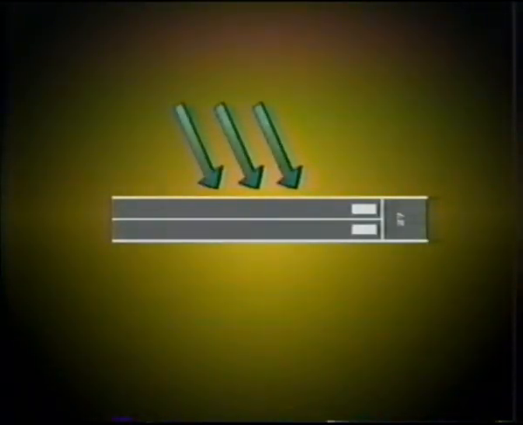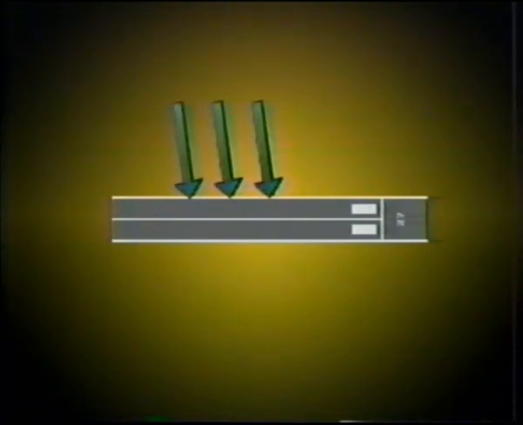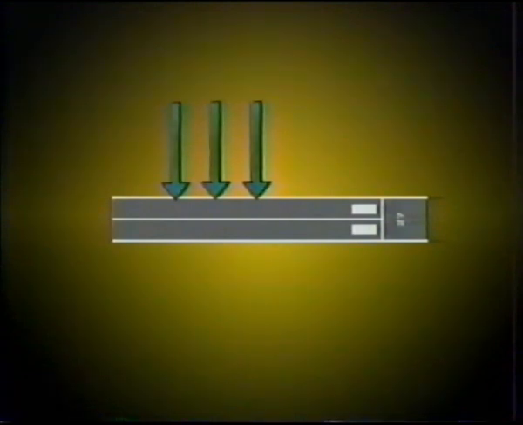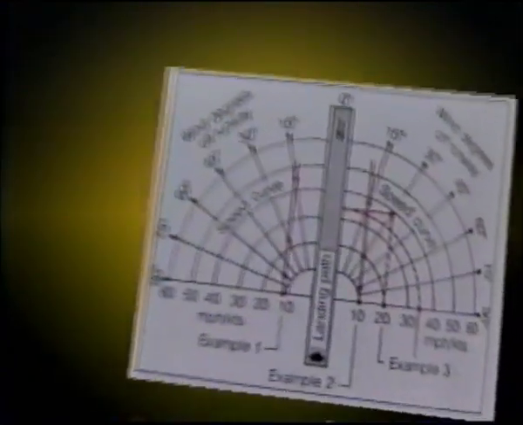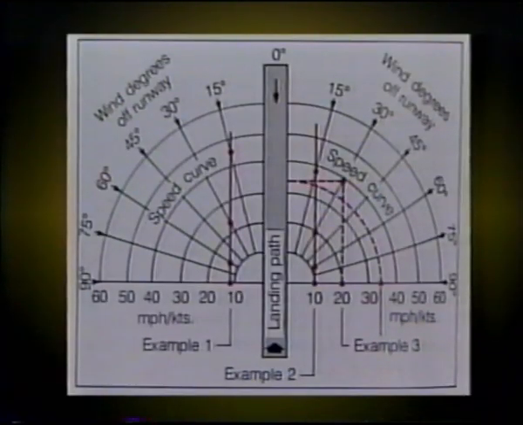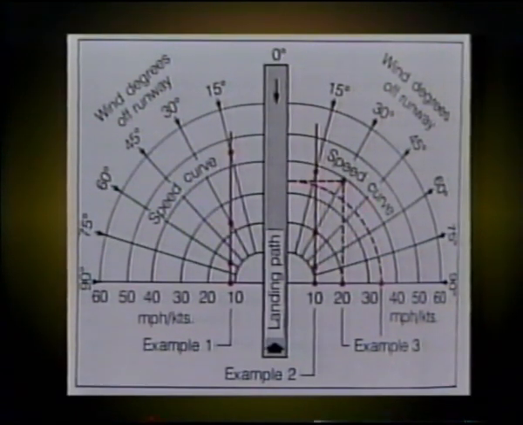The effect of the crosswind on takeoff depends upon its speed and the angle it approaches the runway. It is a certification requirement that aircraft be capable of operating safely in a 90-degree crosswind, which does not exceed 20% of the plane's stalling speed. Using a crosswind component graph, you will be able to calculate the effect of the crosswind on takeoff and whether it is safe to attempt to do so.